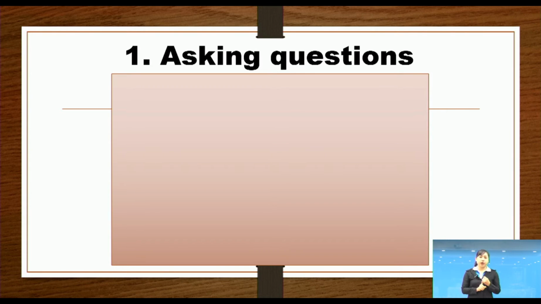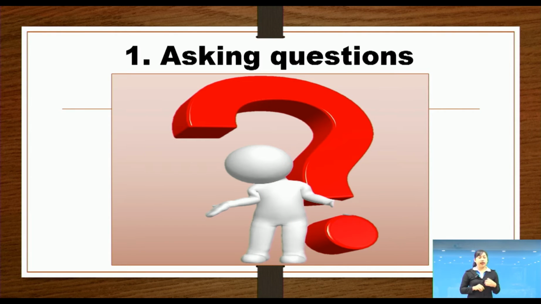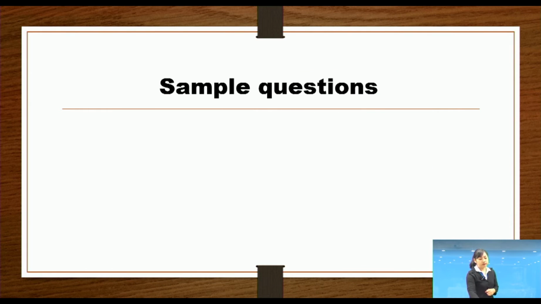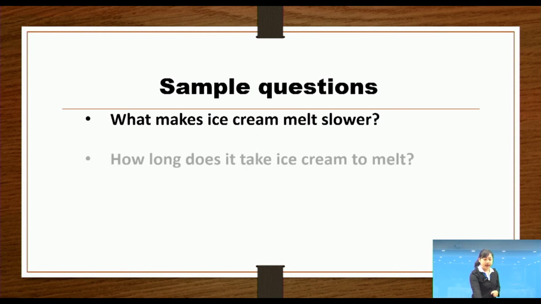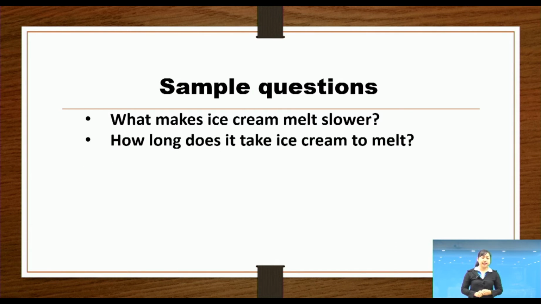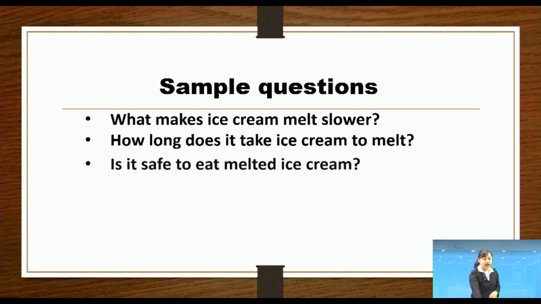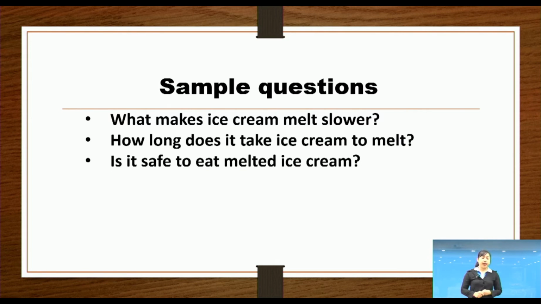Let's start with number one, which is asking questions. In this image, there are many questions here on planet Earth, but I can give you an example. For example, we have a question about ice cream: how does ice cream melt? These are sample questions about ice cream. What makes ice cream melt slower? How long does it take ice cream to melt? Is it safe to eat melted ice cream?